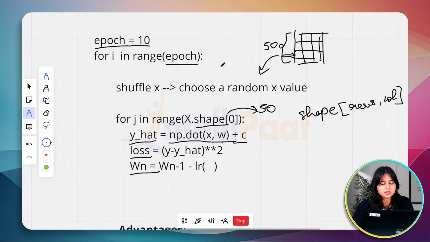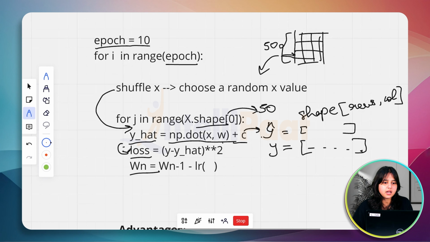We choose a random x value, we run the loop. This shuffling should happen over here, right? Once we run the loop for our 50 rows, we randomly choose one of the rows, you can say one of the x values, and then we perform the calculation. Over here we also have y as a list of 50 actual values, and then we create another list, y hat, of 50 predicted values, and then we calculate the loss using y and y hat, and then we update our weights.